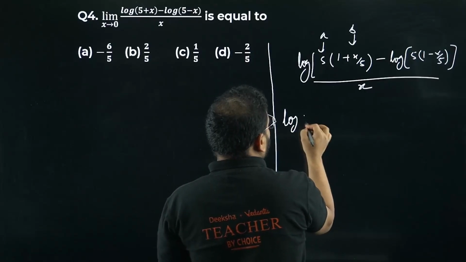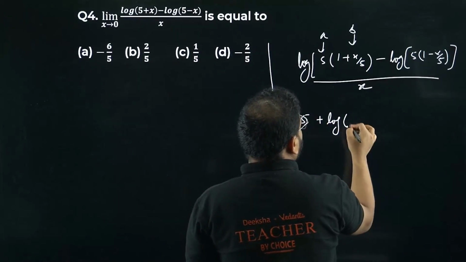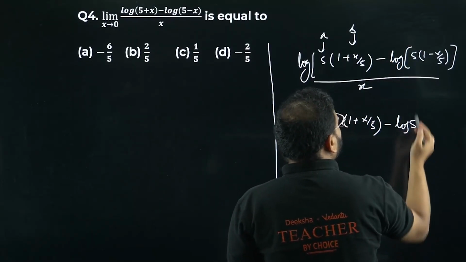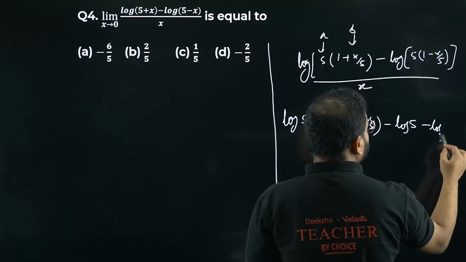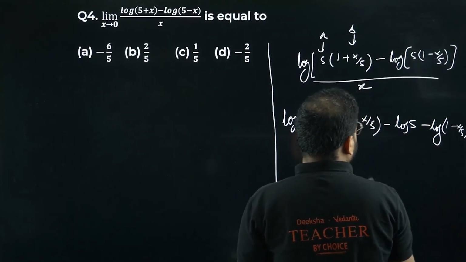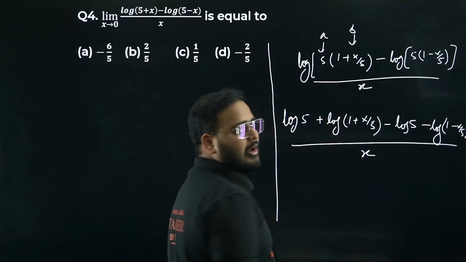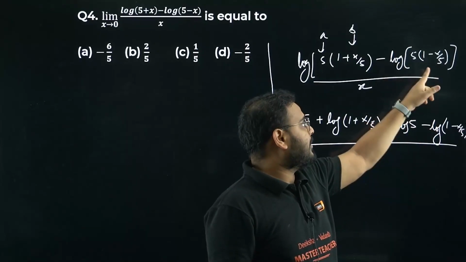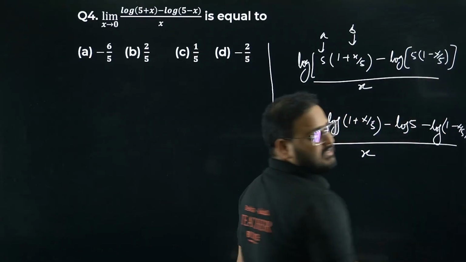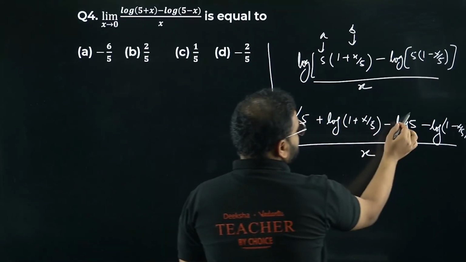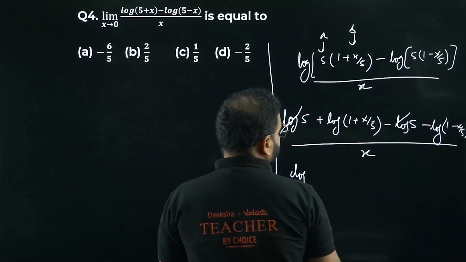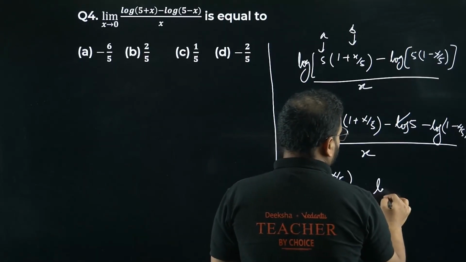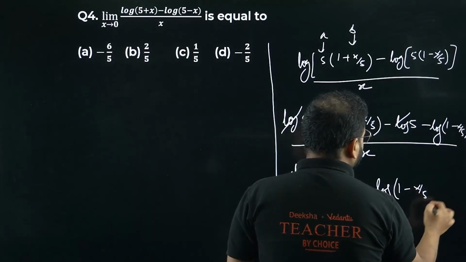Right here, log of 5 plus log of 1 plus x by 5, same goes over here, minus log of 5, and there's a plus sign, so it becomes again minus, so minus log of, please check, 1 minus x by 5, divided by x, of course. I hope you get it. I'll again have log of 5 plus this part, no, there's a minus sign outside. Over here, it'll become negative again. It's nothing but x by 5 only. Cancel. What I get now? Log of 1 plus x by 5 upon x minus log of 1 minus x by 5 upon x.